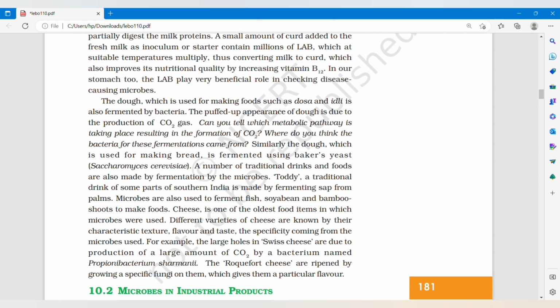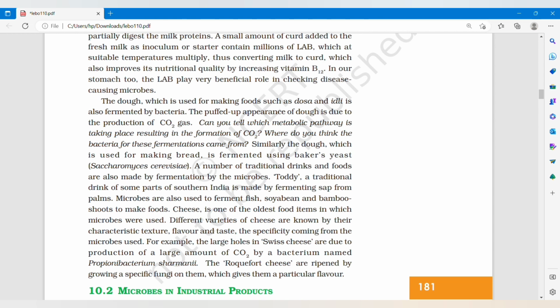The puffed up appearance of dough is due to the production of CO2. Can you tell which metabolic pathway is taking place, resulting in the formation of CO2? Where do you think the bacteria for these fermentations came from? Similarly, the dough which is used for making bread is fermented using baker's yeast, that is Saccharomyces cerevisiae. A number of traditional drinks and foods are also made by fermentation by the microbes.